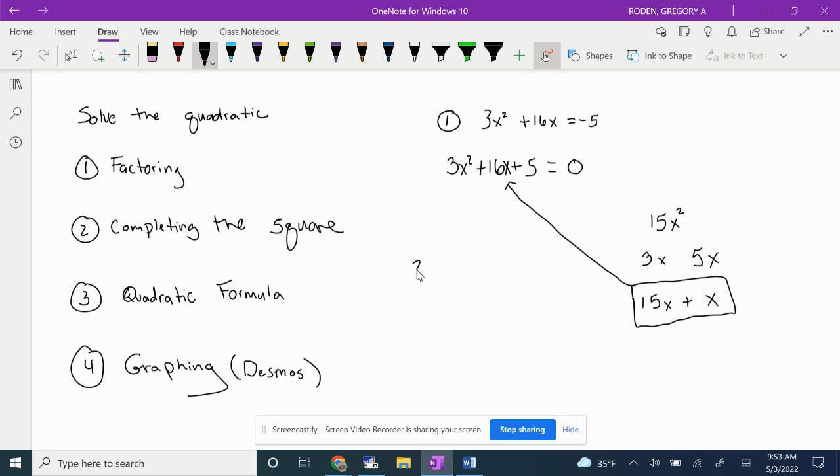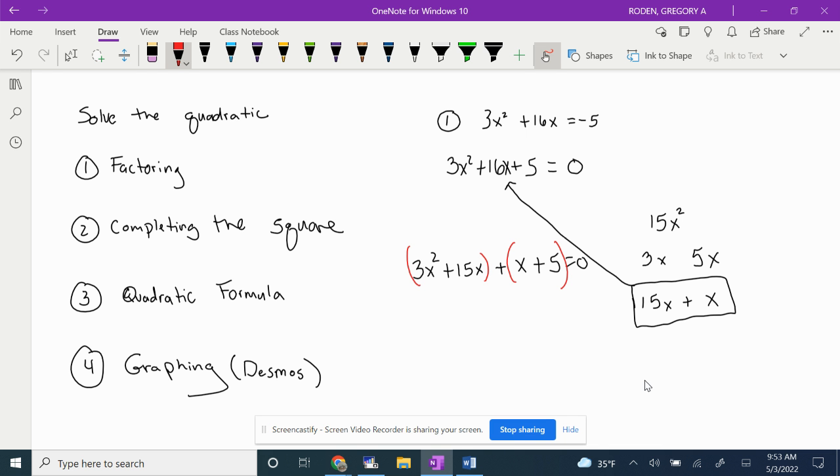Right. So now I'm going to do 3x squared plus 15x plus, we'll say x, plus 5 equals 0. Now, notice I didn't change it. I just substituted an equal expression in for 16x. Now, why does that help me? Well, what I can do now is put these little baby parentheses out in front, and I can do something called factoring by grouping.